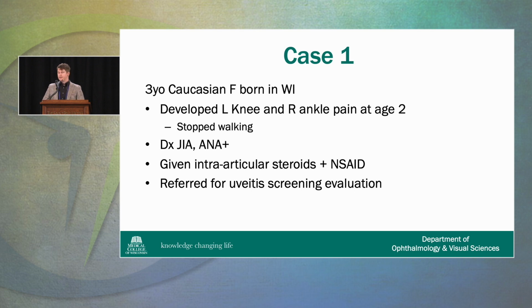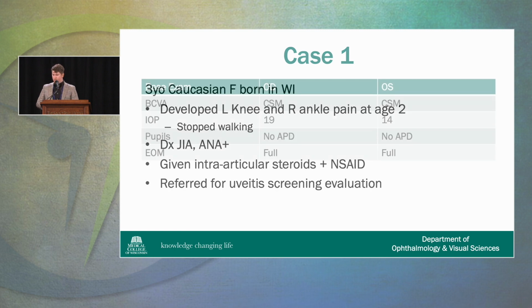This is a 3-year-old Caucasian female, separate case, not the same person, who developed left knee and right ankle pain at age 2, stopped walking. She's got a JIA diagnosis, and she's ANA positive from her rheumatologist. She's been given intra-articular steroids and an NSAID. That's a very common treatment pattern. They frequently won't start kids on those immunomodulatory medications unless they fail this multiple times. So I often see kids that have had like 7 intra-articular injections and are just on chronic NSAID. They're referred for uveitis screening evaluation as part of the rheumatology protocol.